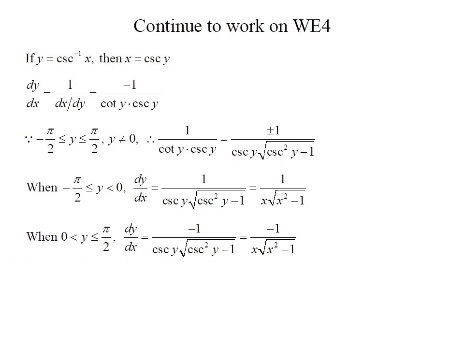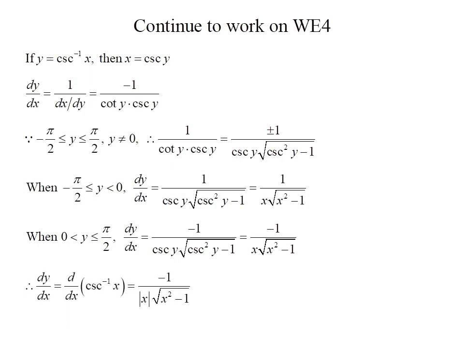When y is greater than 0 but less than or equal to pi over 2, the derivative of arc cosecant x equals the reciprocal of the negative product of cosecant y and the square root of the square of cosecant y minus 1, which can be written as the reciprocal of the negative product of x and the square root of x squared minus 1.